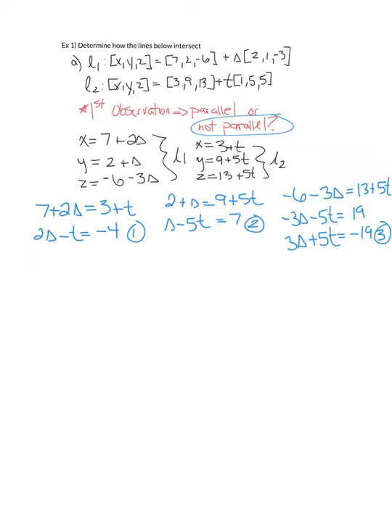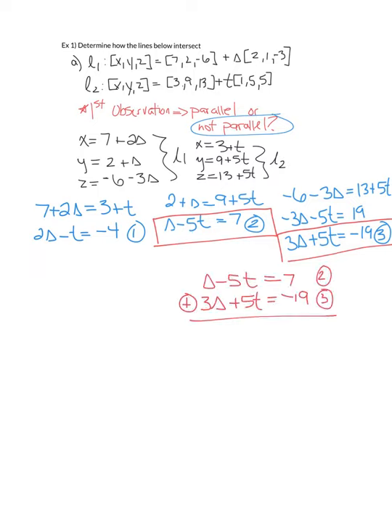If you're going to use substitution, I would recommend using either equation 1 to solve for t or equation 2 to isolate s. What I'm going to do is use elimination, and I typically don't love elimination as much, but I do notice that I have a negative 5t here and a positive 5t. So I'm going to go ahead and start that.